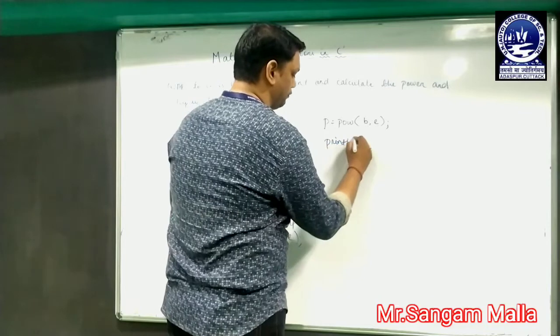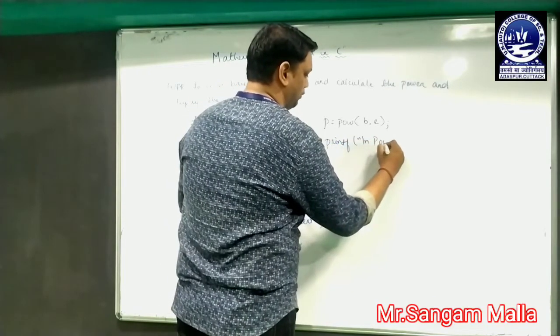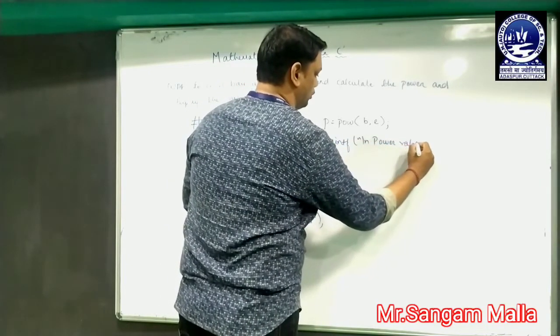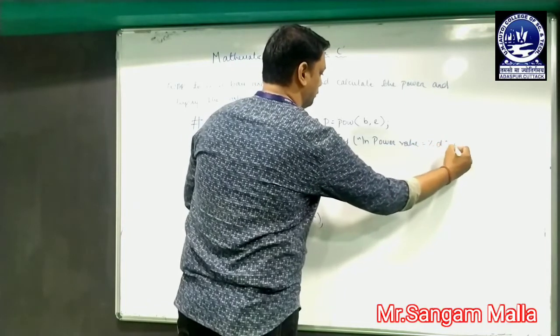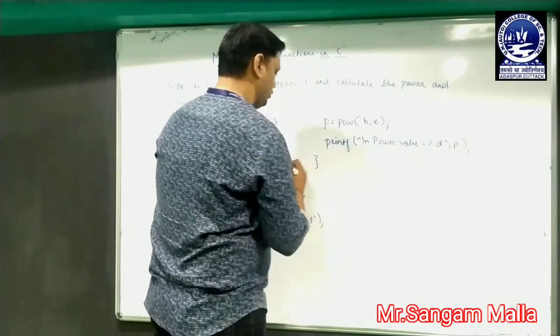Now I have to print the value of p. So printf power value equal to %d, p. Now we will end the program.